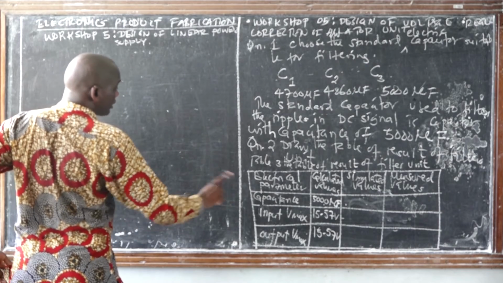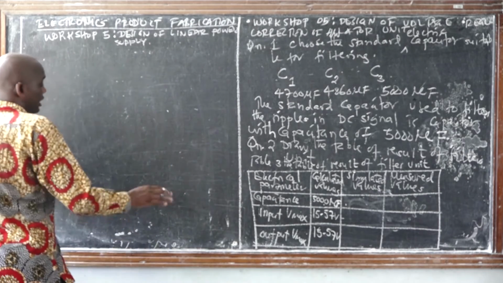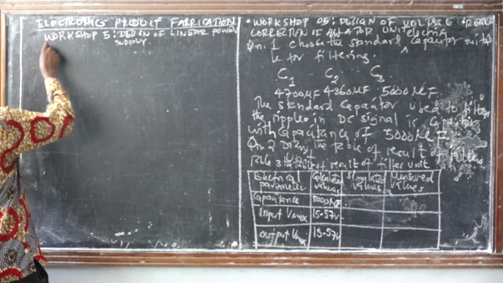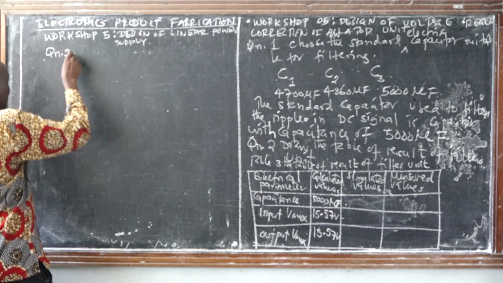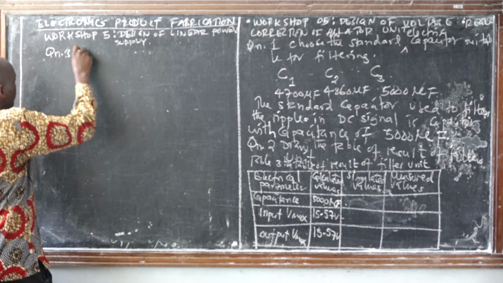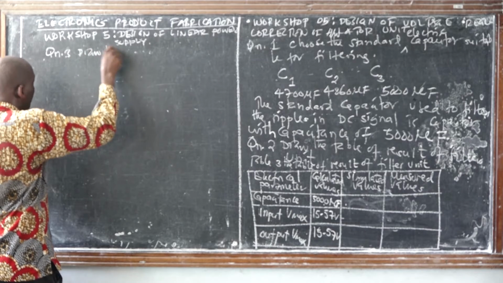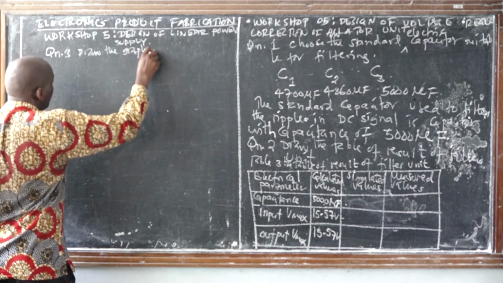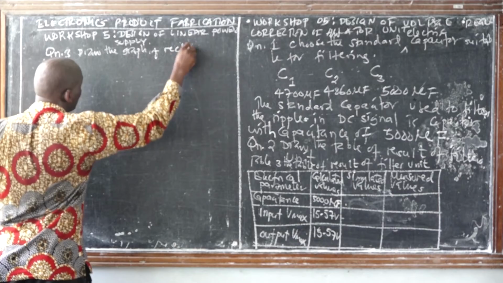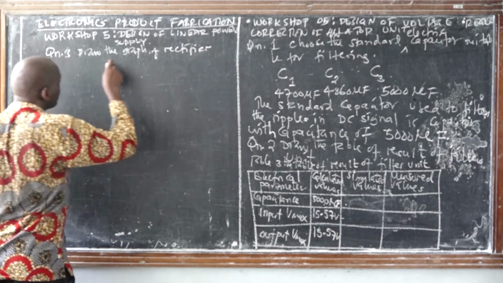Okay, so before I talk about what is happening for the AC and DC, let me go straight to question 3. Then I'll talk about something there. Draw what? Draw the graph of what? Of the rectifier unit.